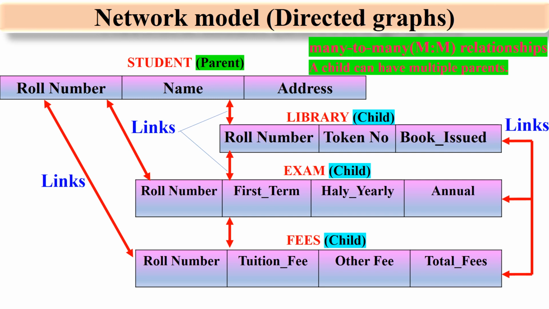This model is an improved version of the hierarchical model which we have seen before, having records along with pointers. These pointers establish many-to-many relationships and are termed as links. Each record has its respective pointer or link with which it is associated. We can see the red double-headed arrows here called links. All the files, student, library, exam, and fees are connected to each other through links, creating a network-like structure.